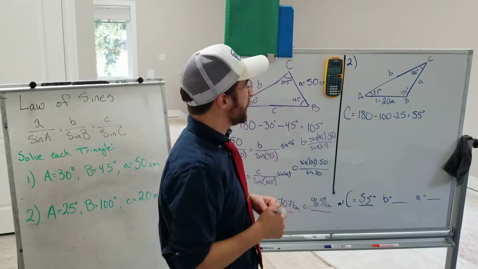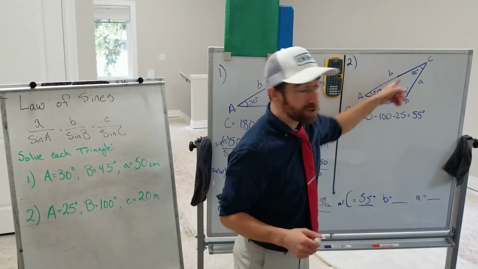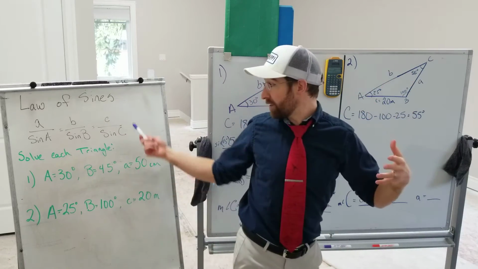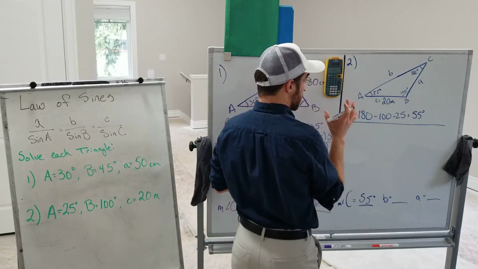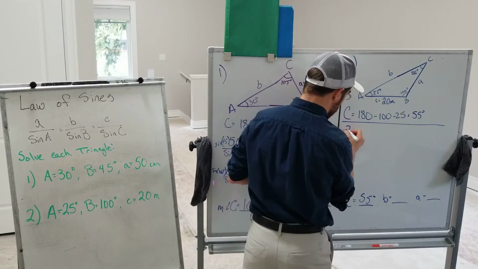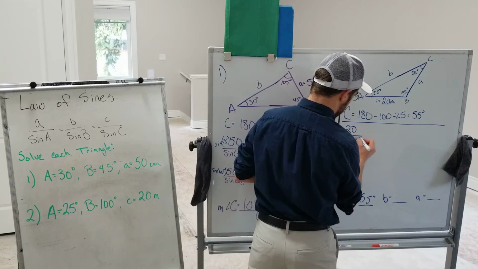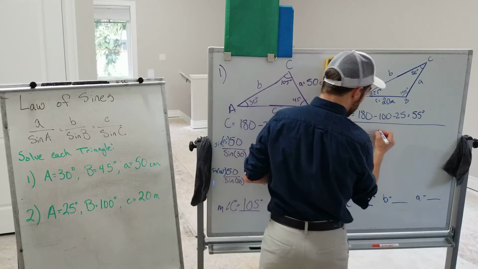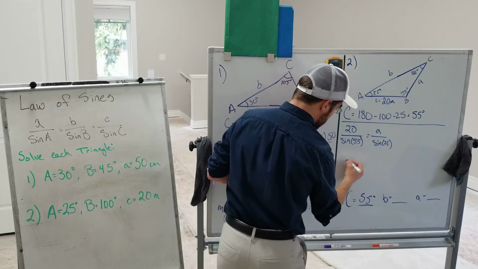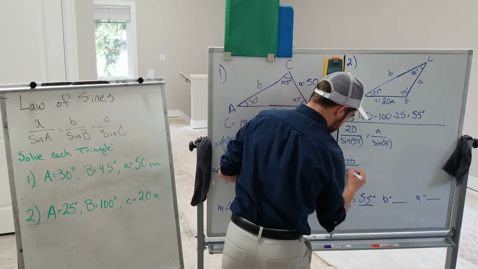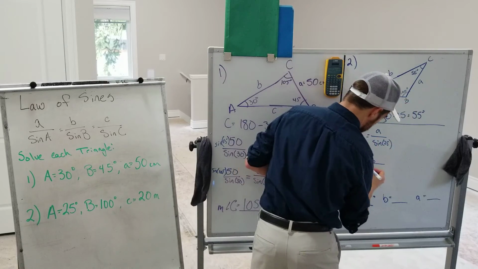Okay, now we can go about finding side A and side B because we have these two pieces from the law of sines, the C over sine C. So I'm going to write that first ratio. C, which is 20, divided by sine of C, which is sine of 55, is going to equal A over sine of A, which is sine of 25, and it's also going to equal B over sine of B.